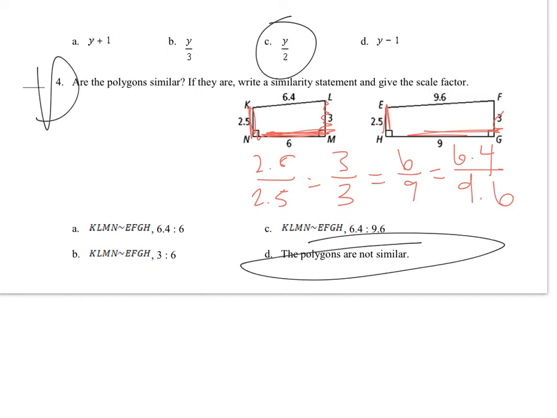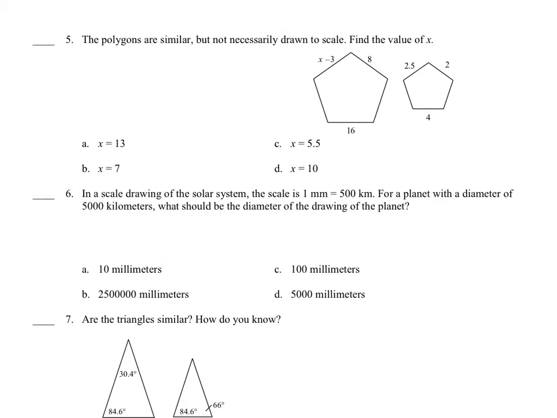D as in dog. Question number 5 is telling me these are already similar. Well, that's awesome. So if I already know that they're similar, then you should assume that the corresponding sides are proportional here, here, and here, and here, and here. Because it's already stating that they are similar. So I can write up a proportional statement. X minus 3 over 2.5 would be equal to, and I use this one and this one.